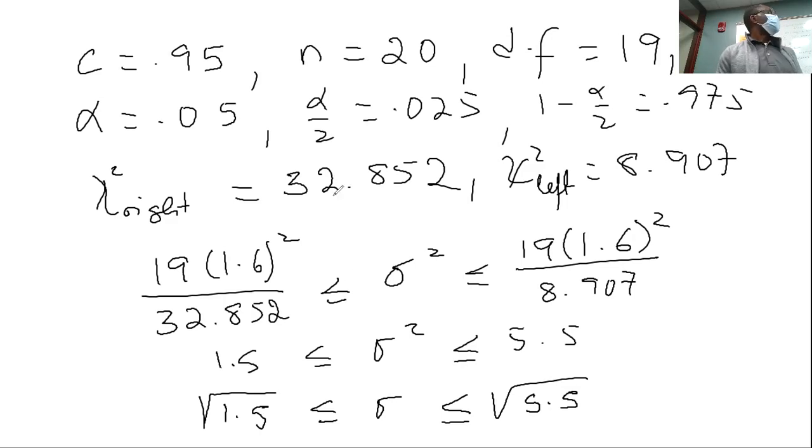So let's go back to, you have s and you have the confidence level. S squared is 28.2. What is the sample size here? 10. The degree of freedom? 9. C, 0.9. Alpha, 0.1. Alpha over 2, 0.05. 1 minus alpha over 2, 0.95.